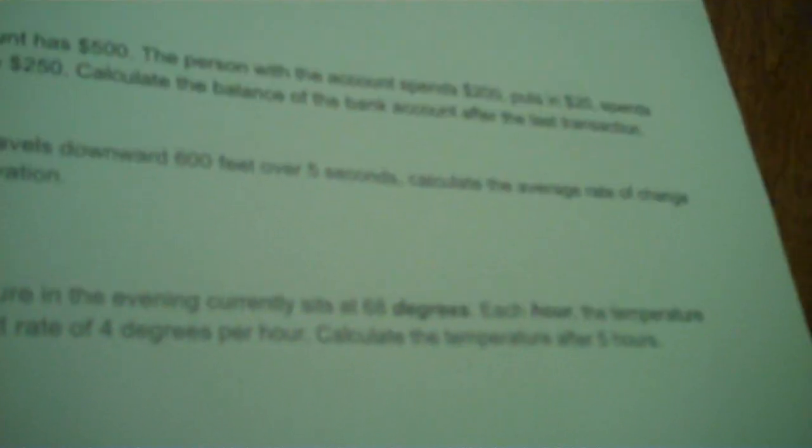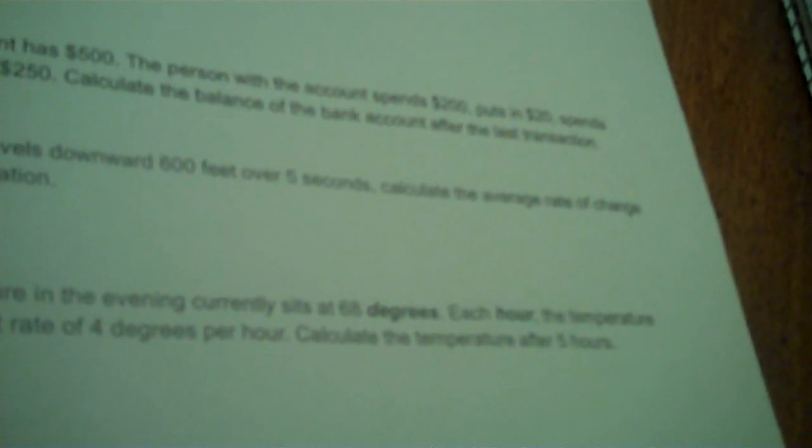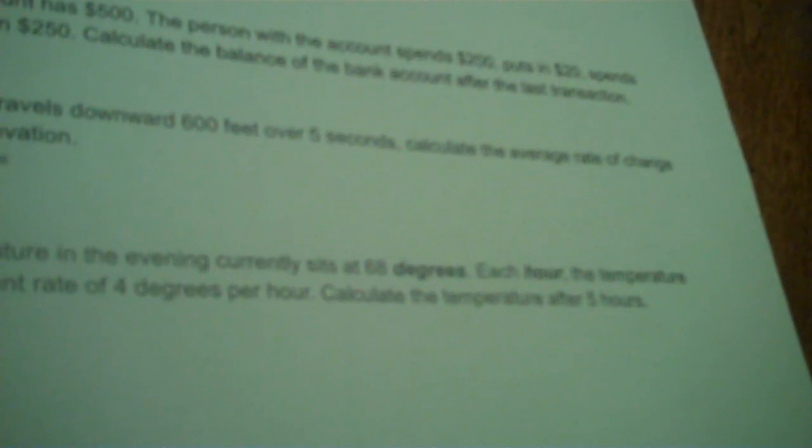Okay, now with the bold units, I want you to use algebra. So set up your boxes before we read the problem. You should know right away on the test when I have units in bold, I want the boxes and the table. The temperature in the evening currently sits at 68 degrees. Each hour the temperature drops at a constant rate of 4 degrees per hour. Calculate the temperature after 5 hours. This feet here is idiotic. I need to write that as degrees. Okay. So degrees is our answer.